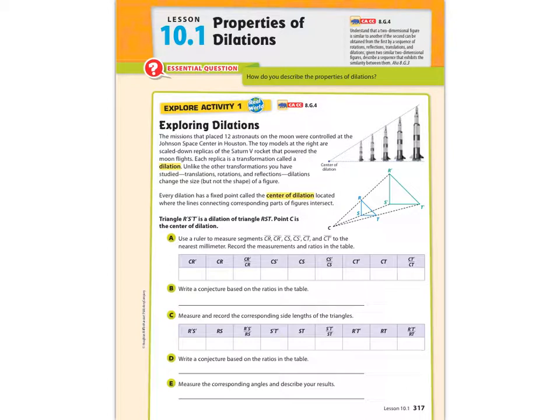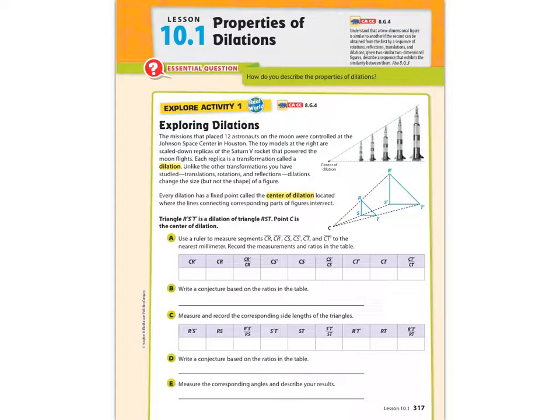The standard is 8.G.4 up at the top right, and the essential question: how do you describe the properties of dilations? So a dilation is our fourth transformation. Remember from Module 9, we have three different transformations: translations, reflections, and rotations. I'm going to refer to those throughout the next couple lessons, so go back and watch my videos if you're still having a hard time understanding how the other three transformations work. This lesson is the fourth and final one that we're going to look at in this class.